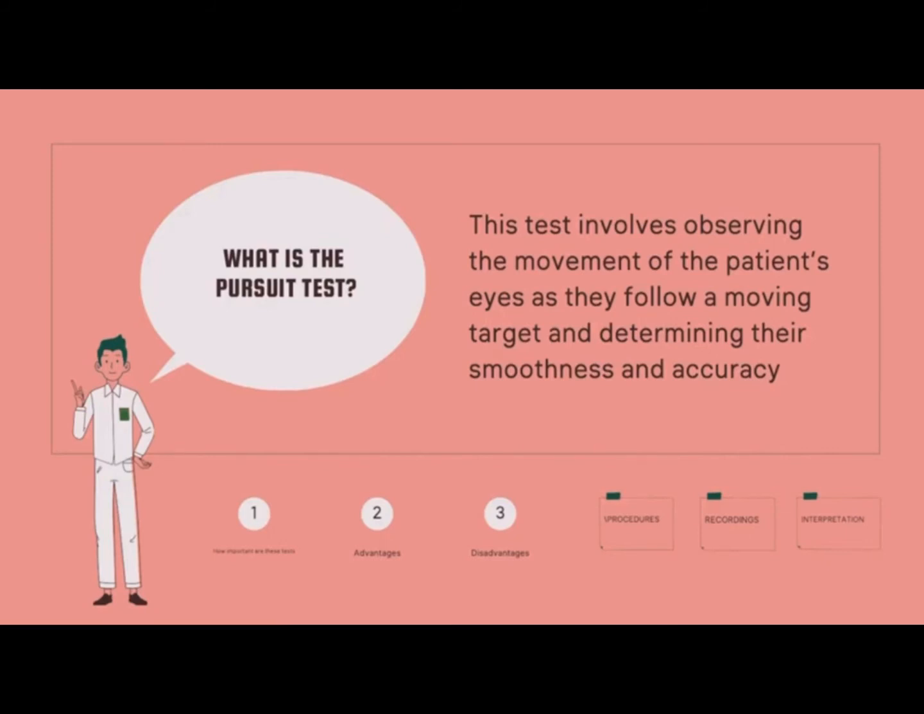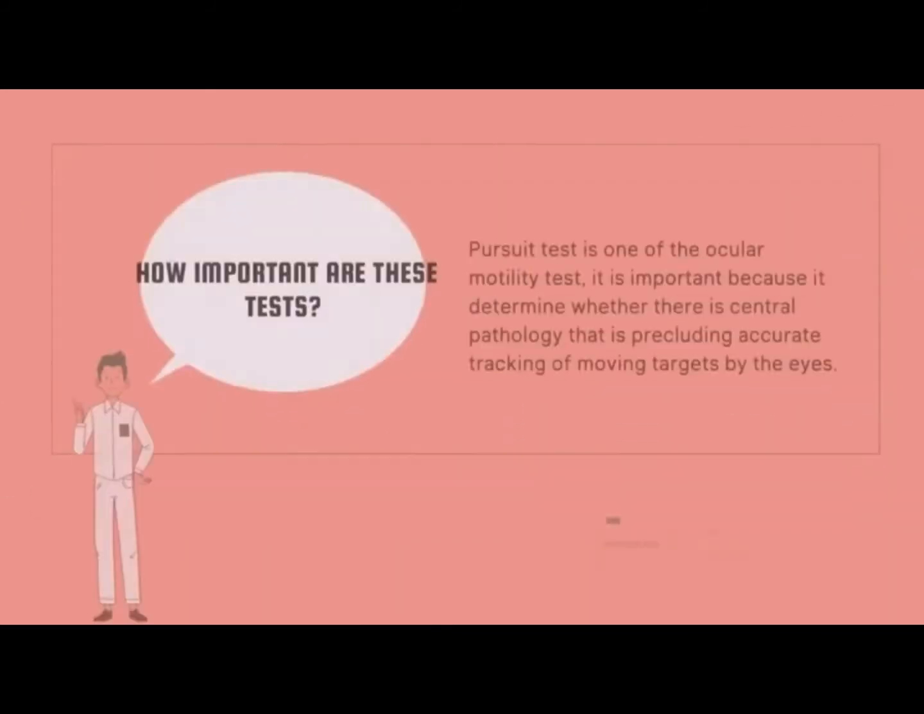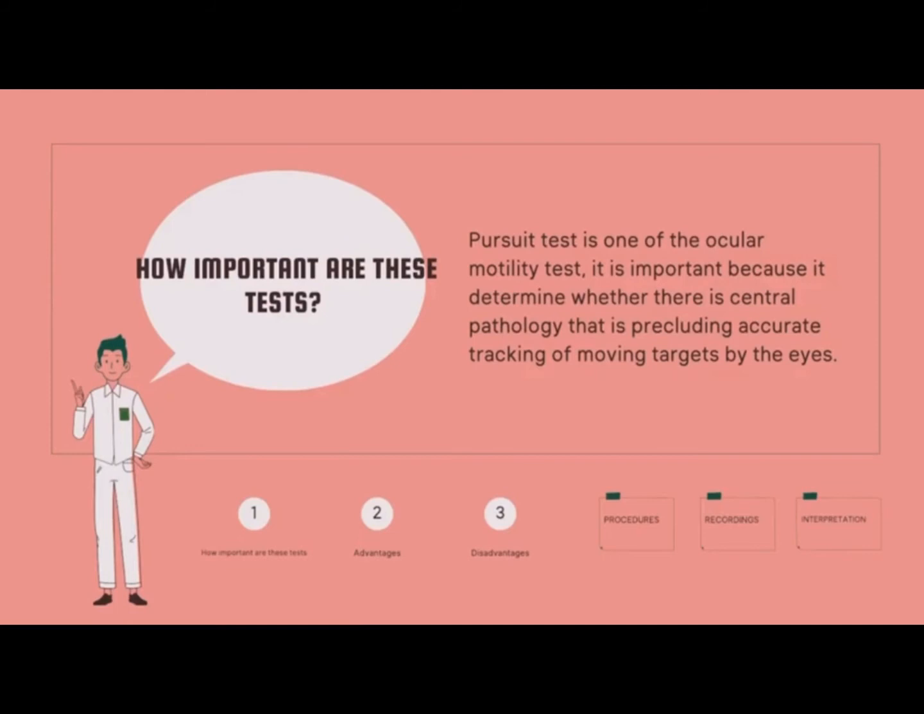So this test involves observing the movement of a patient's eyes as they follow a moving target and determining their smoothness and accuracy. As for the importance of this test, the pursuit test is one of the ocular motility tests. It is important because it determines whether there is a central pathology that is precluding accurate tracking of a moving target by the eyes.